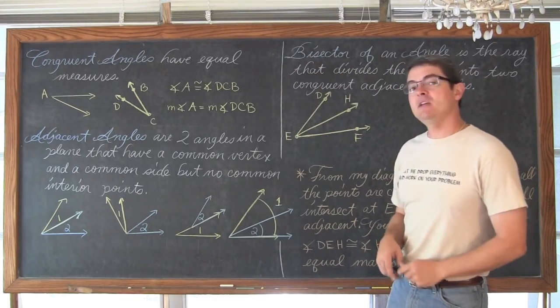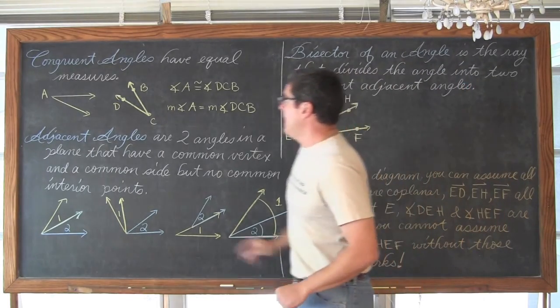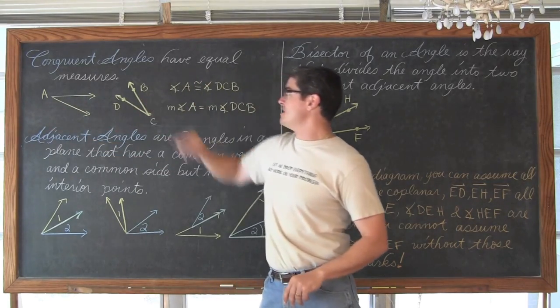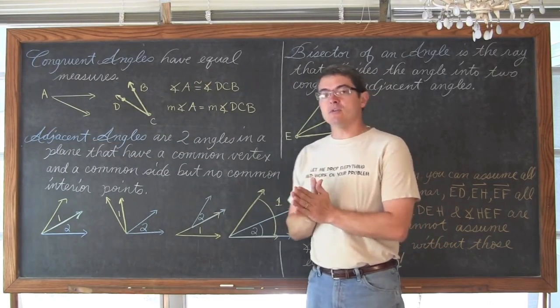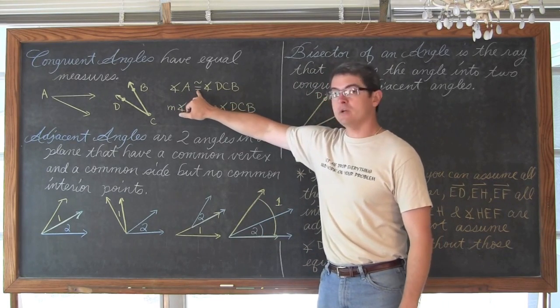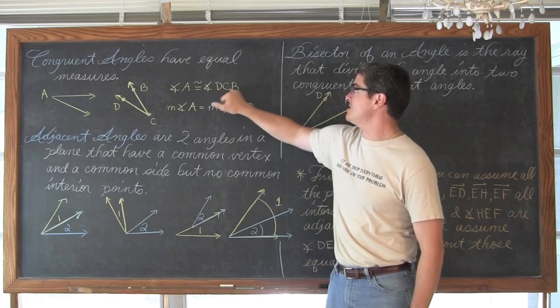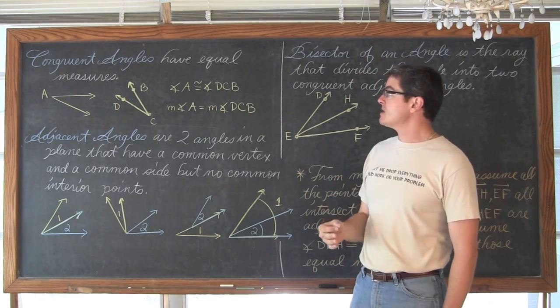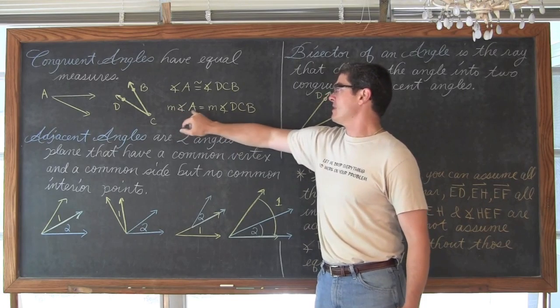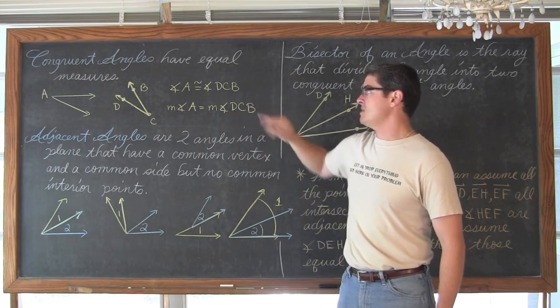Congruent angles have equal measurements. So we have an angle here drawn, I just identified it with one letter, and angle DCB. If given that angle A is congruent to angle DCB, then if you're told that they're congruent, you can say that the measure of angle A is equal to the measure of angle DCB.